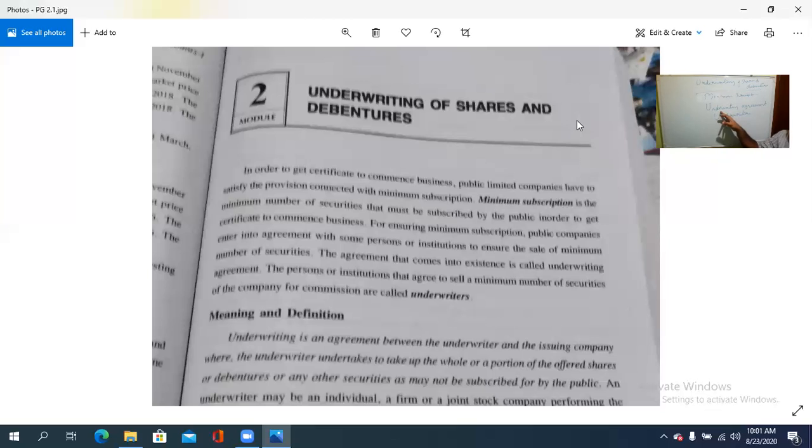That is the case with the underwriting agreement, and those who are doing this activity for getting some commission are called the underwriters.